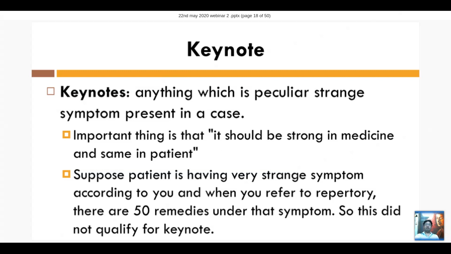Suppose the patient has a very strange symptom according to you. You think the symptom is very peculiar, very strange. But when you refer to the repertory, there are 50 remedies under that symptom.